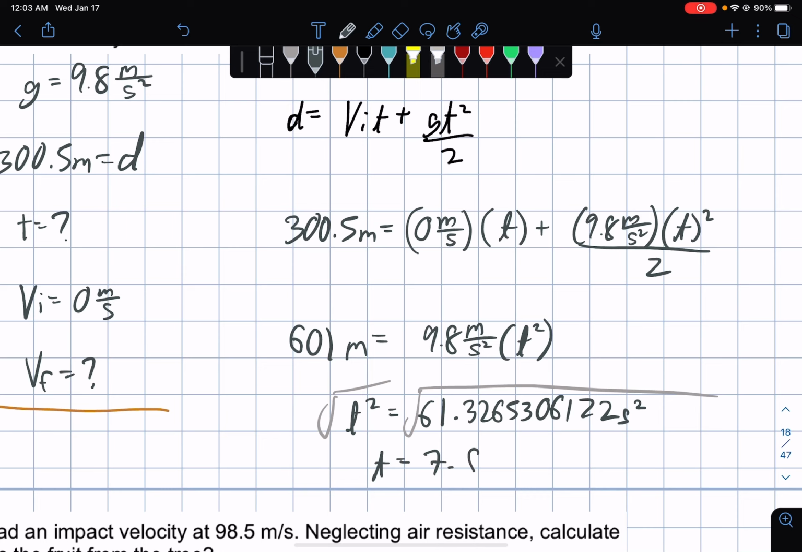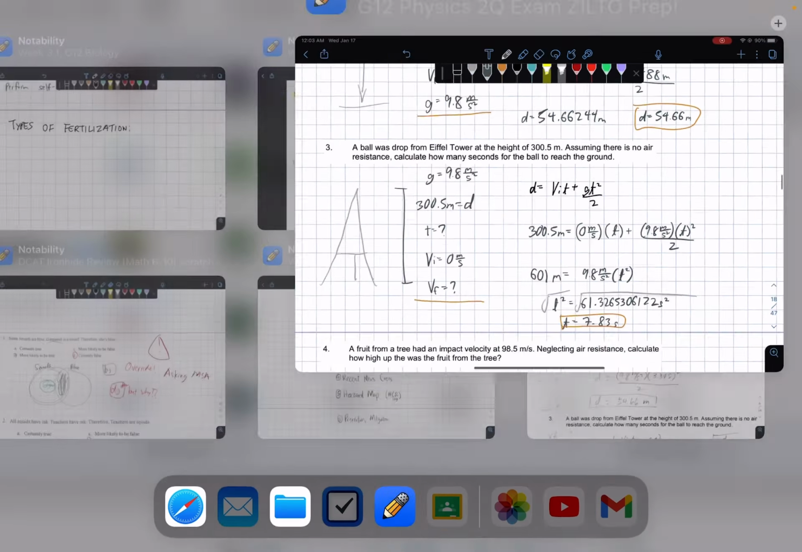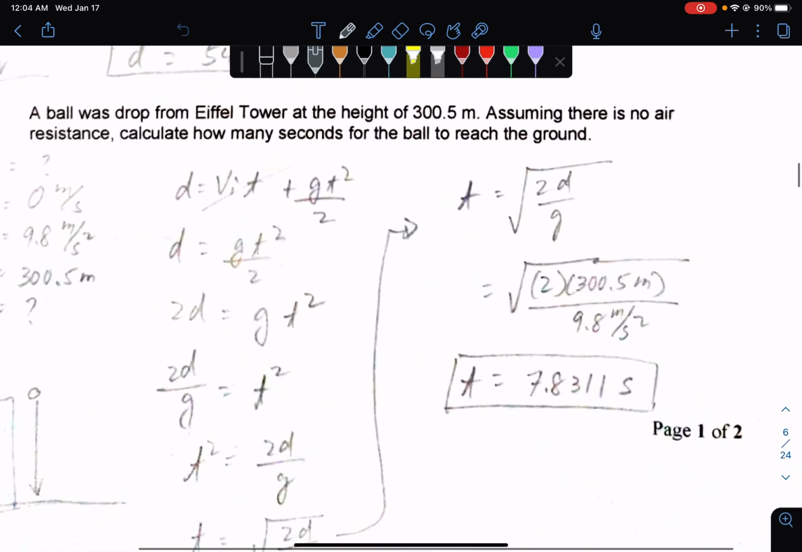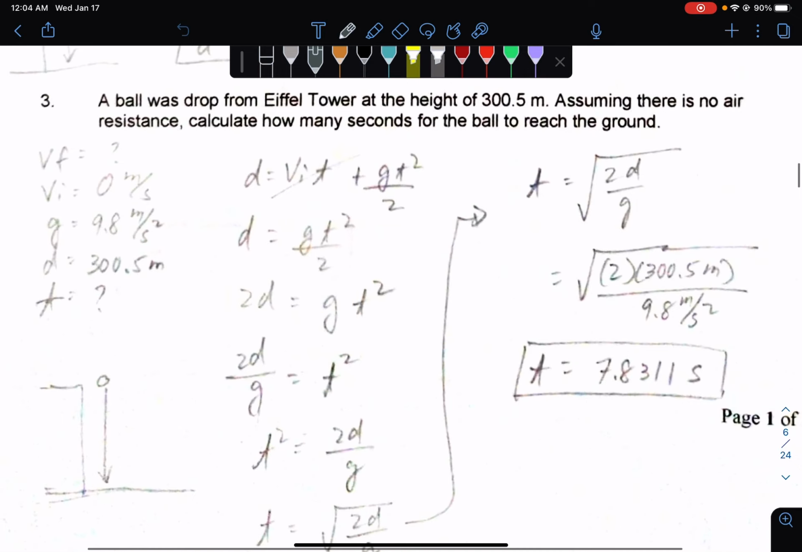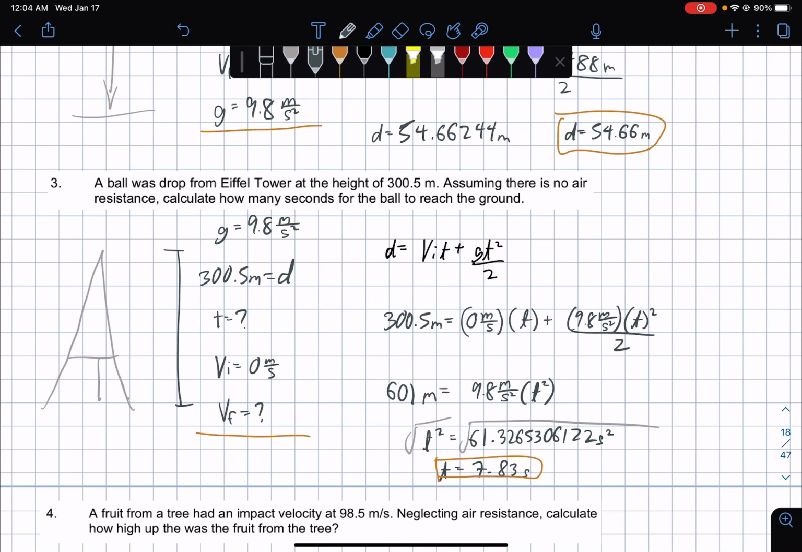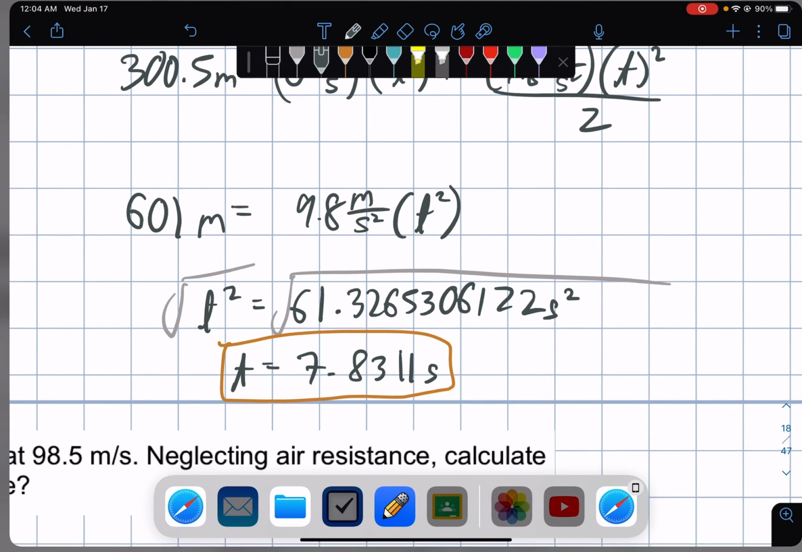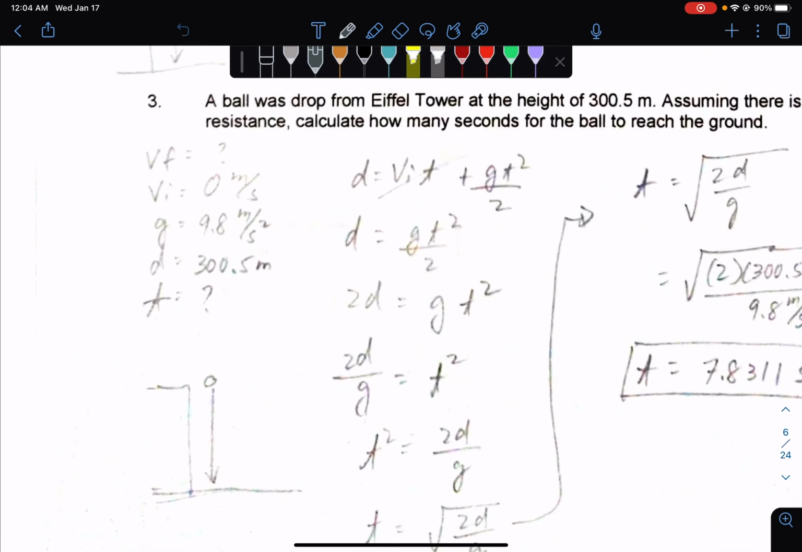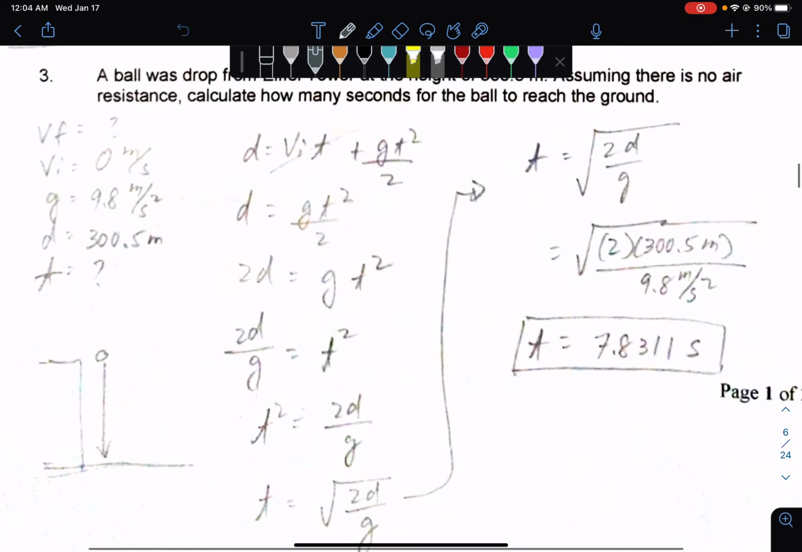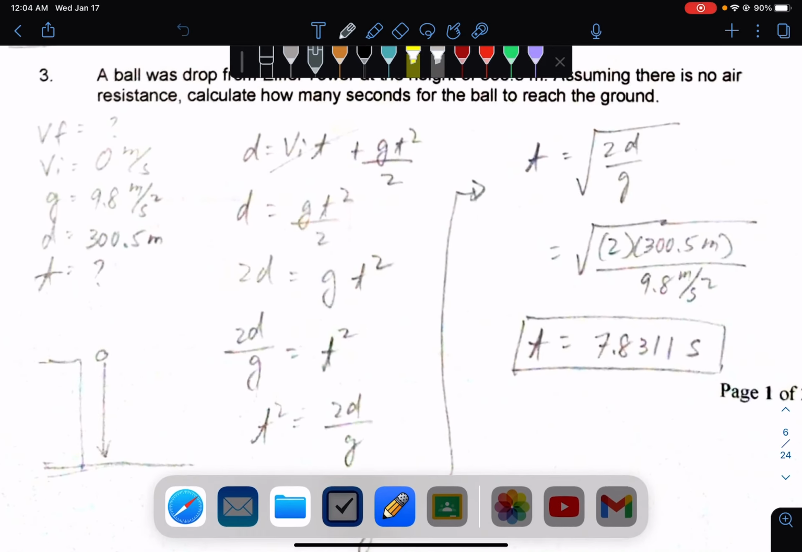Approximately 7.83 seconds. Let's see if the answer is the same. Alright, good. 7.8311. That's what I was telling about. Usually the answer can be rounded off to 2 digits, just like the previous answers. But here, my professor's answer is said to be rounded off to 4 digits.